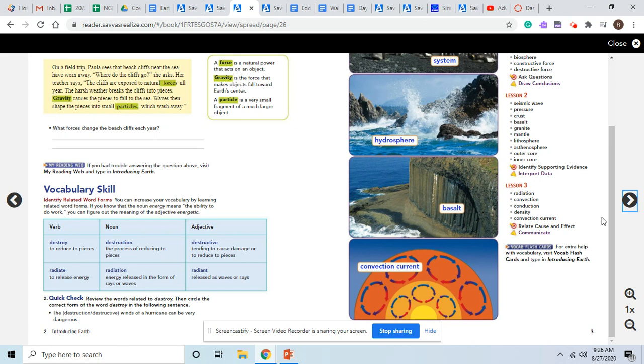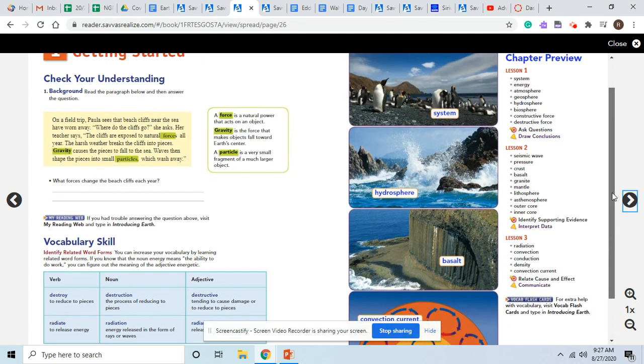One of the main things for a lot of these words, until we get to really understand them, is that part of the word gives you a clue to what it is. So if I see the word destructive and I know that destruction is the process of reducing to pieces, and destructive is tending to cause damage, once I see some of those words, I might have a good guess what that would mean.